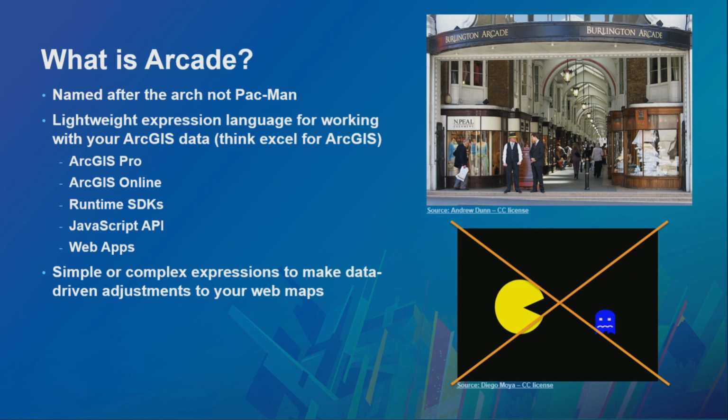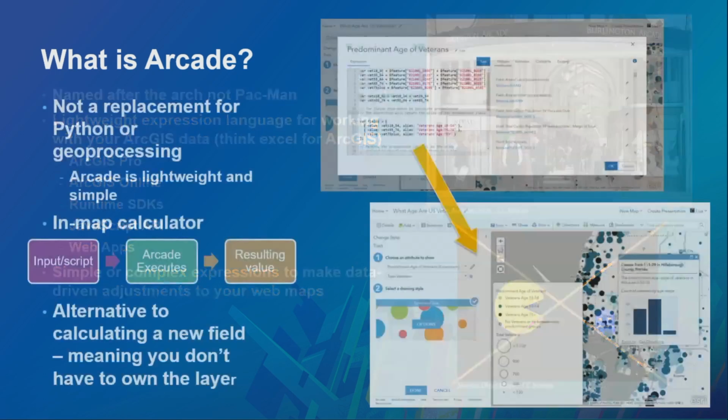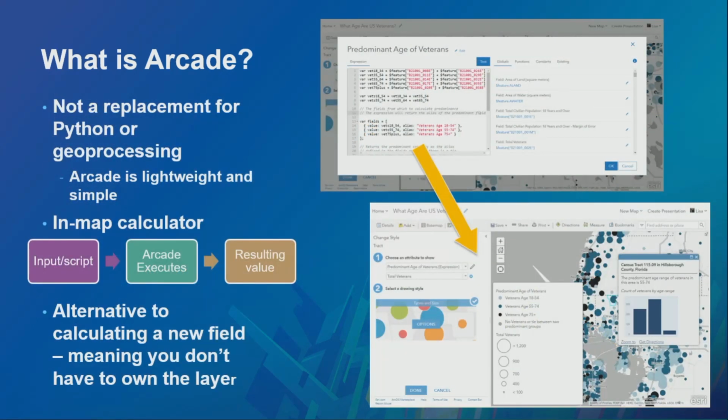So you can write the whole spectrum. You can write simple one-liner Arcade expressions. I've seen people write ones in the hundreds and thousands of lines, so you can really run the gamut in terms of complexity. I want to stress that it's not a replacement for Python or geoprocessing. Arcade is meant for lightweight, simple tasks, and it's really never going to replace geoprocessing.